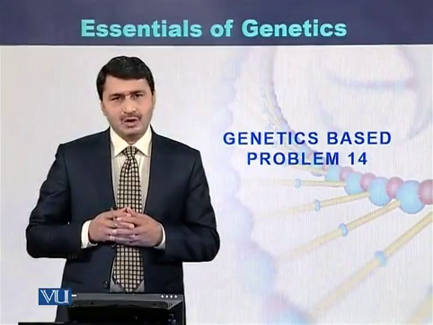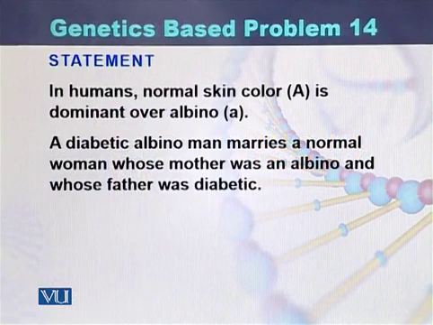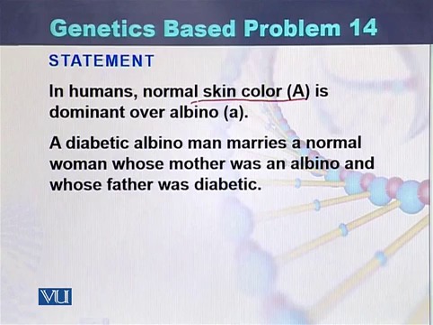Genetics problem 14. In this problem, in humans, normal skin color is dominant, represented by capital A. So normal skin color is dominant over albino. Albino is a recessive allele while normal skin color is a dominant allele.